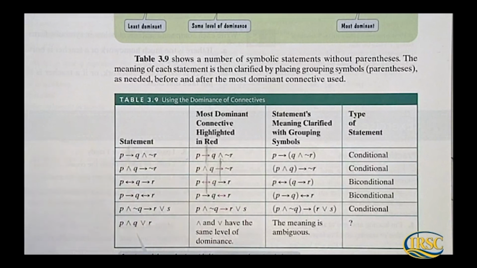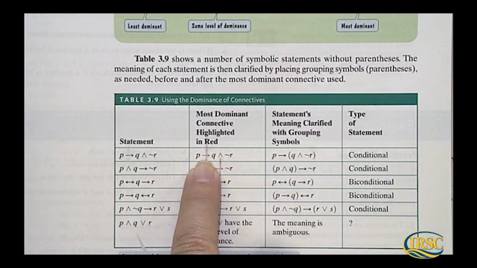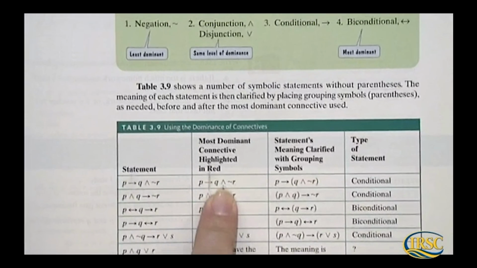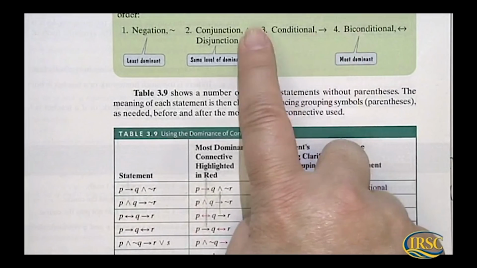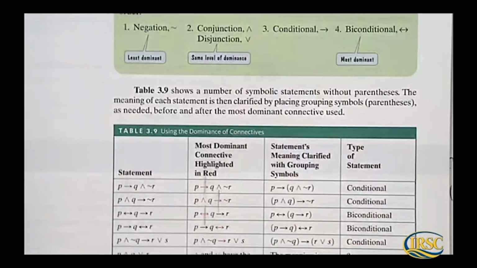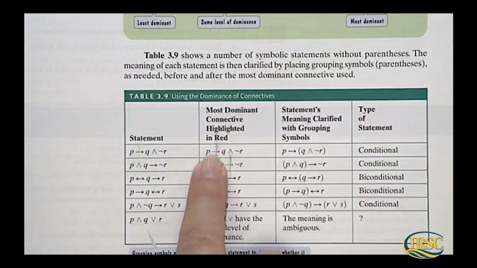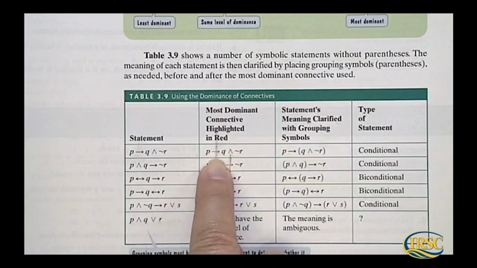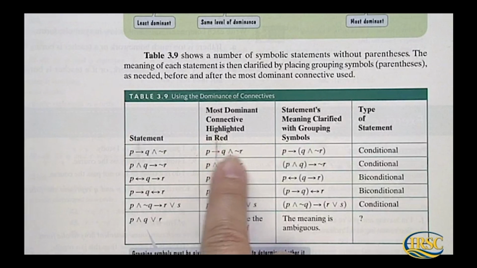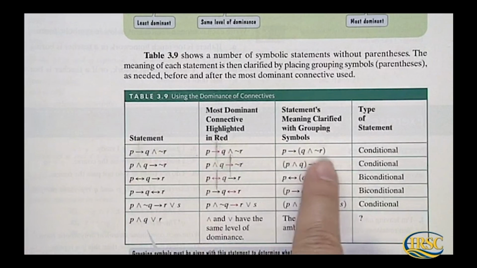And if there's more than one letter on one half, then you put parentheses around it. So for example here, the arrow is more dominant than the and, as listed here. The arrow is more dominant than the and. So it's at the arrow that I'm going to split this in half. Notice that where I've split it in half with my pencil mark there, I have more than one letter on the right. So that tells me that I should put parentheses around those two letters.